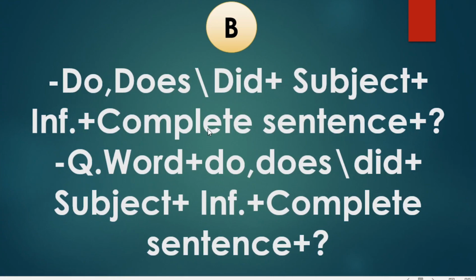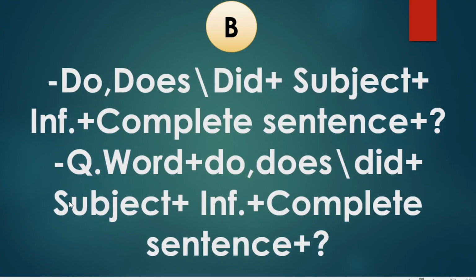So if I have a question starting with a question word, like for example, what, how, why, and so on, I would put the question word, then do, does for present simple tense, or did for the past simple tense, plus the subject, plus the infinitive, then complete the sentence, and don't forget to put the question mark.